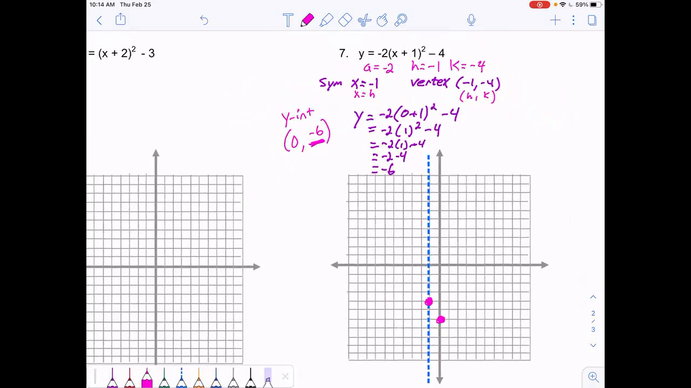Once you have your 2 points, you mirror it, and then you draw your parabola. Questions?